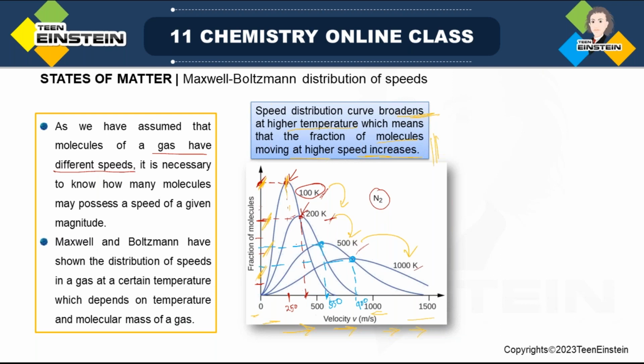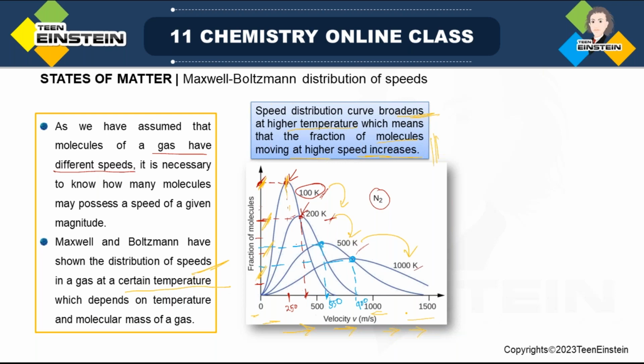So Maxwell and Boltzmann have shown this distribution of speed in a gas at a certain temperature. So how the fraction of molecules is having different velocity. Some molecules are having low velocity, some molecules are having high velocity. But you can get the relationship between fraction of molecules and velocity only when you have kept the temperature constant. Then only you can compare.